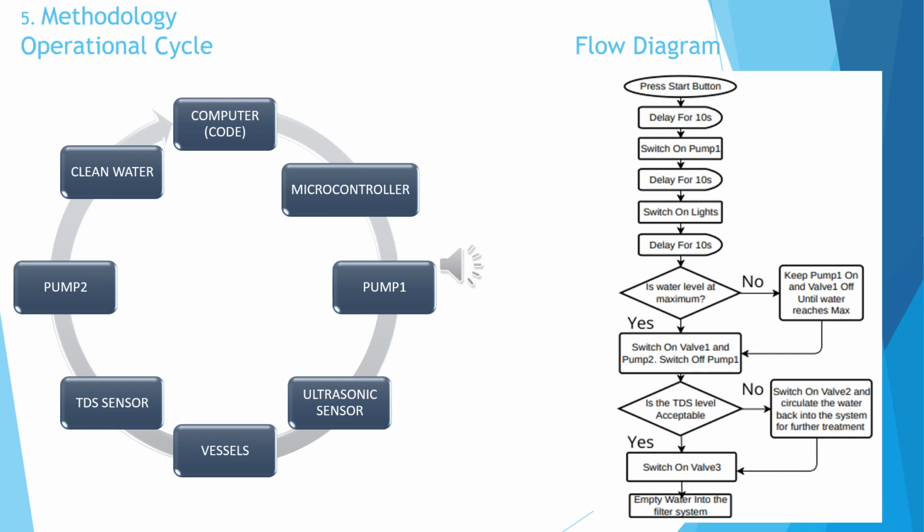Now pump 2 pumps out the water out of the 3 vessels so that the TDS sensor can detect the TDS levels of that water. If it's clean water, we've got water coming out of the system into our clean water vessel ready for human consumption or use. If it is not, we have recirculation and the process starts all over again.